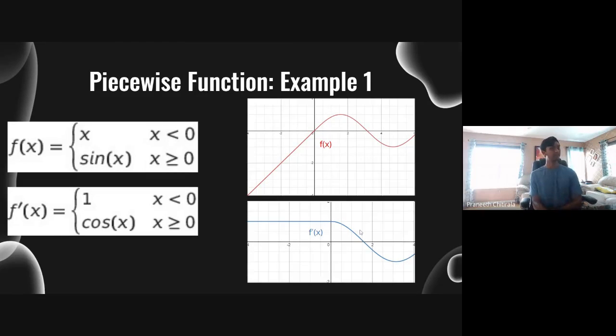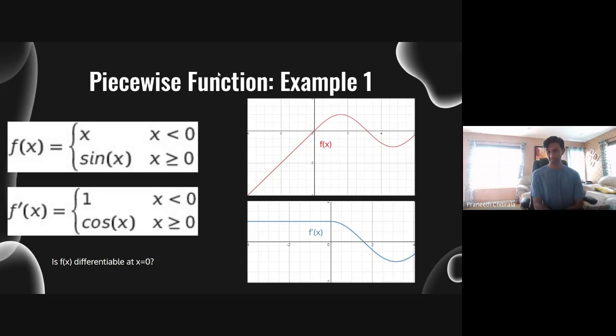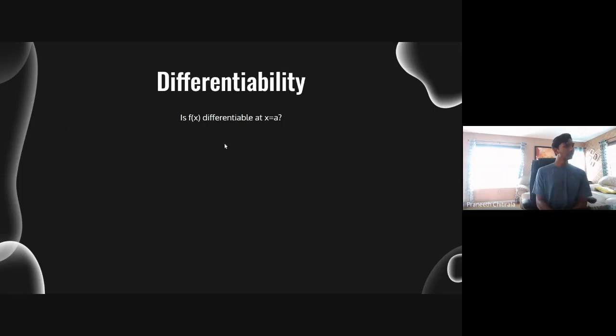So one main question that we're going to talk about in terms of piecewise functions is whether f of x is differentiable at x equals 0. So what does it mean if a function is differentiable at a point? Or what does it mean if a function is differentiable in the first place? Differentiability poses this question: is f of x differentiable at x equals a? What that means is, does the derivative of f of x exist at x equals a?